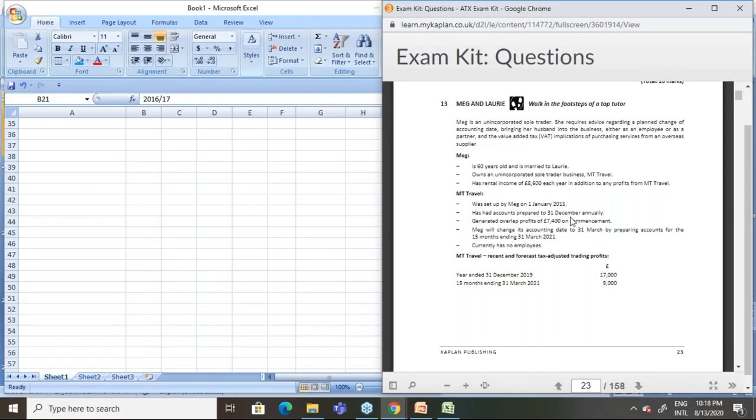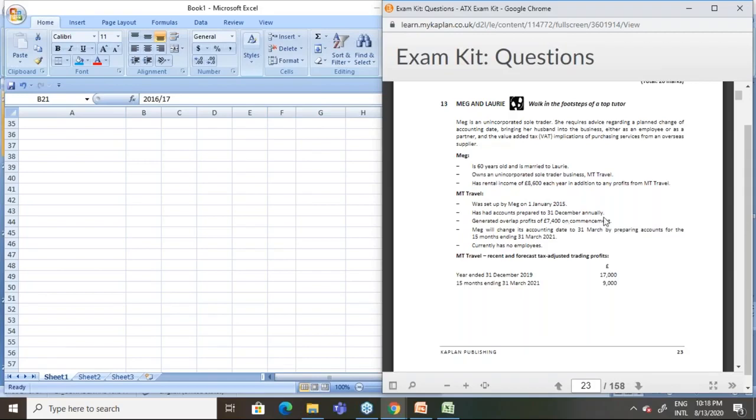It had accounts prepared to 31st December annually, and generated overlap profits of 7,400 on commencement. MEG will change its accounting date to 31st March by preparing accounts for the 15 months ending 31st March 2021. It currently has no employees. Compute the forecast tax adjusted trading profits. So they started the business back on the 1st of January 2015, preparing accounts to 31st December annually.